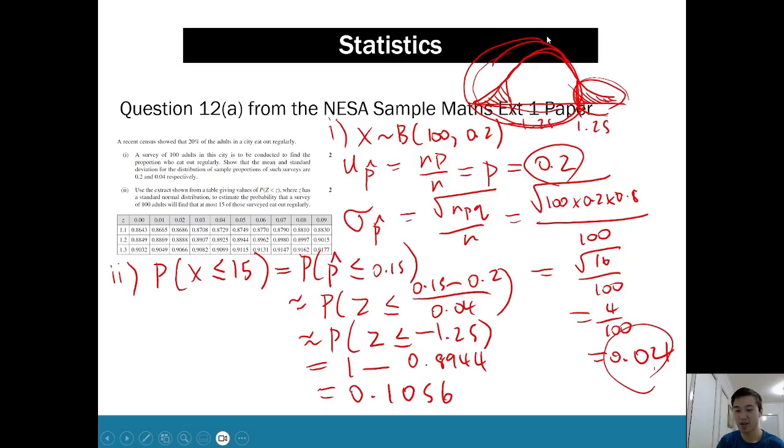So yeah, that's how you do it. You kind of want to be creative with your distribution as well, with your normal distribution.